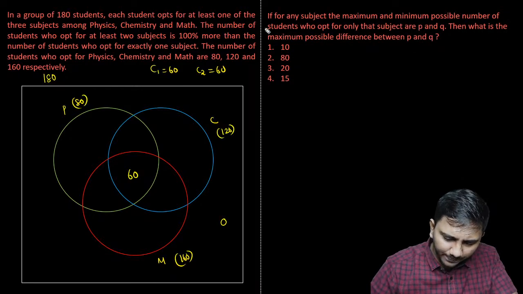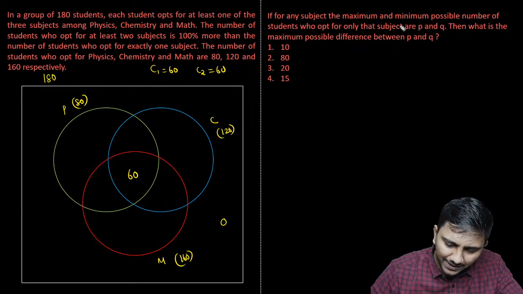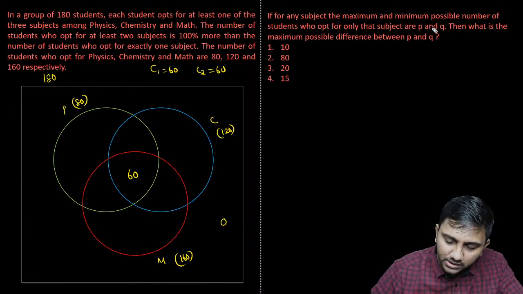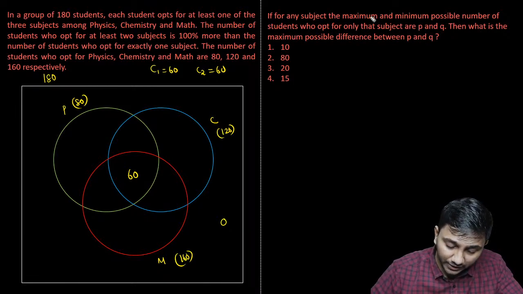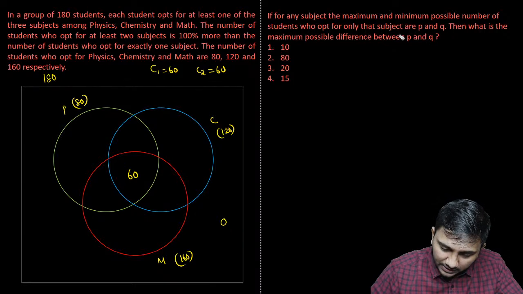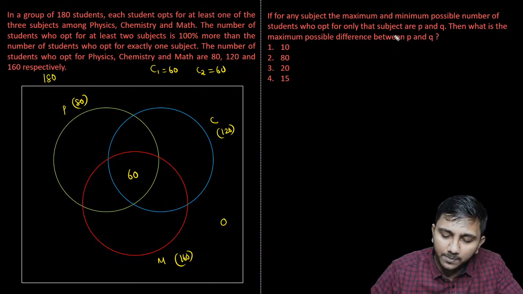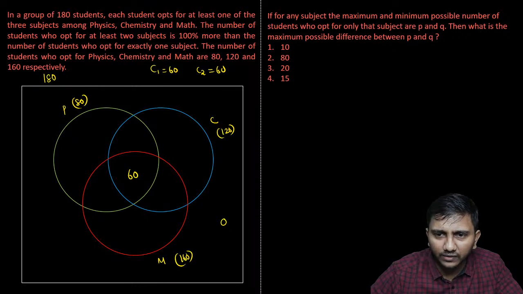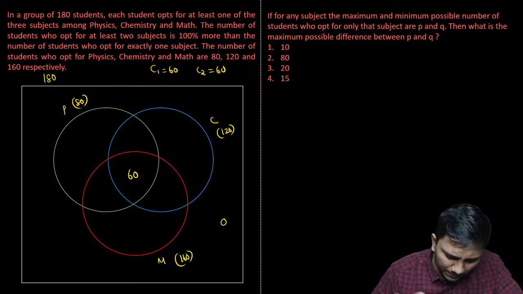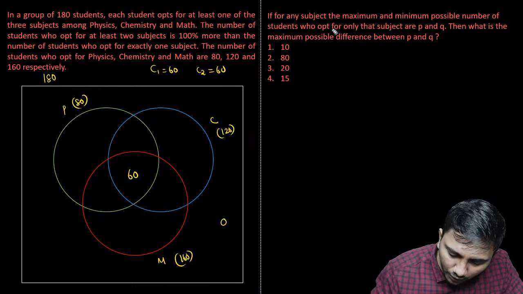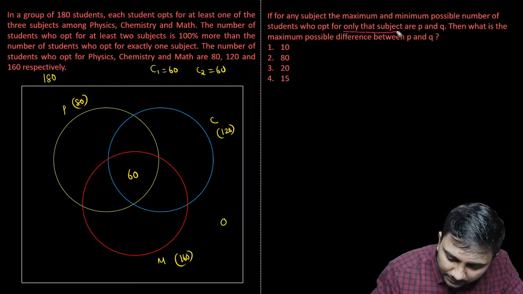Okay, let's try this one. If for any subject the maximum and minimum possible number of students who opt for only that subject are P and Q. So for each subject I might have to find, right, maximum and minimum possible, P and Q. Then what is the maximum possible difference between P and Q? Okay, first let me see what could be the maximum and minimum, and we are looking for only that subject.